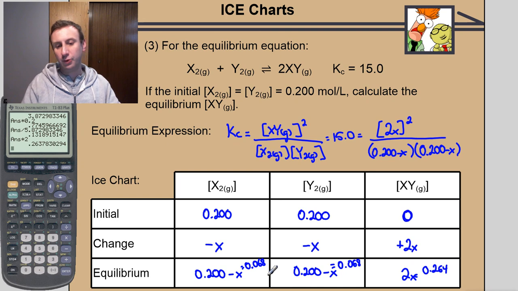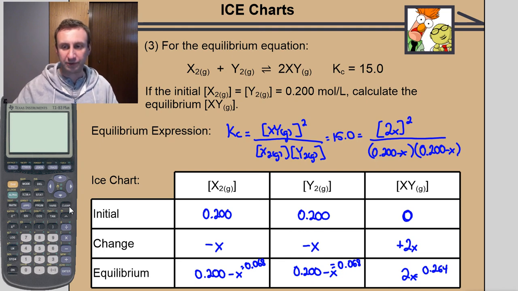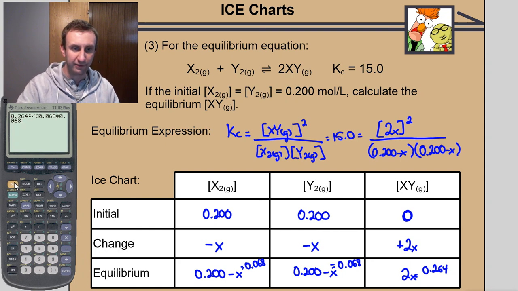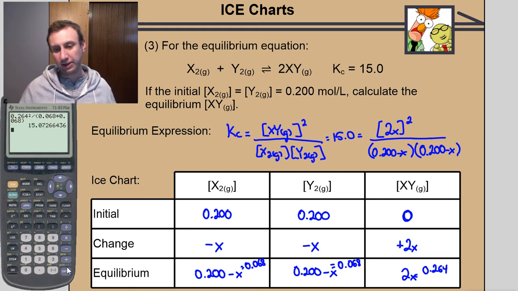Why I'm doing this is I just want to plug in this stuff to make sure that my Kc equals out to 15 with the equilibrium expression, because I always want to double check my answer once I'm done to make sure that I've got the answer right, to be confident with what I have. So 0.264, I'm going to square that, and divide that by 0.068 and 0.068. I could have squared that, obviously, but I did not. And that ends up with 15.07, really close. So I'm good. I got the right answer.